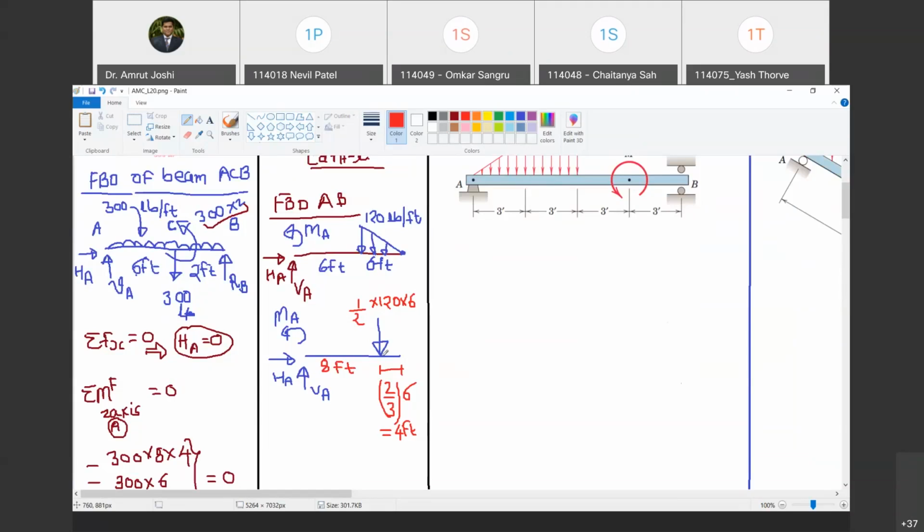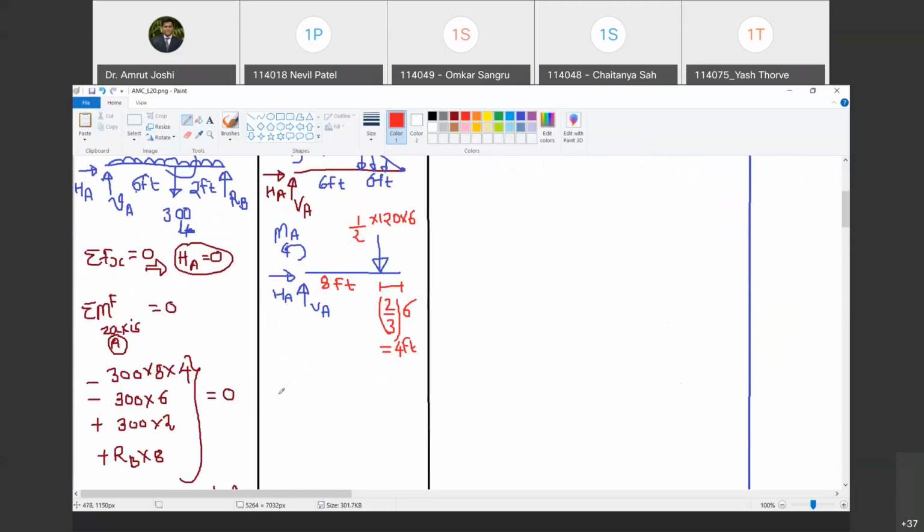This is the crux. You have to replace a uniformly varying load by a single point load by computing the area, and it acts at the centroid of this triangular area. Are you with me? Yes, sir. Okay. So now again we have 3 unknowns and 3 equations.